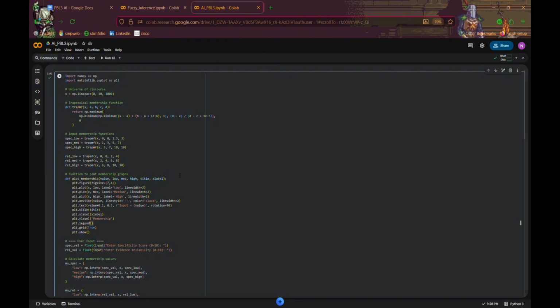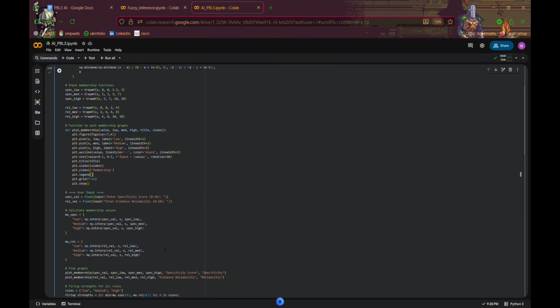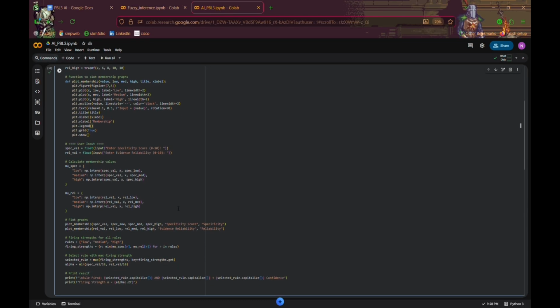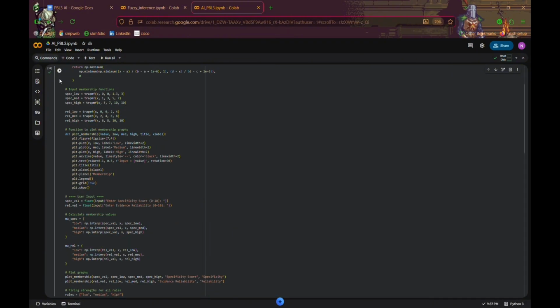Okay, this system has two inputs. Specificity score, ranging 0 to 10, with low, medium, and high membership functions. Evidence reliability, also 0 to 10, also with low, medium, and high memberships. For the output, we get a decision confidence ranging from 0 to 10, also with low, medium, and high. So now we go to case 1.